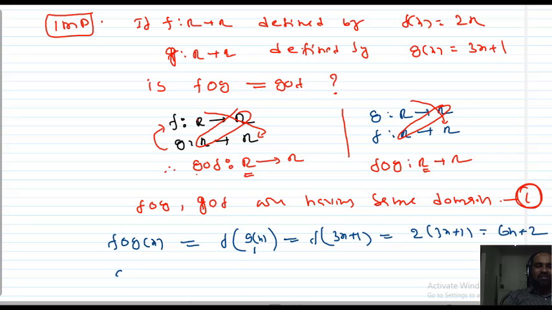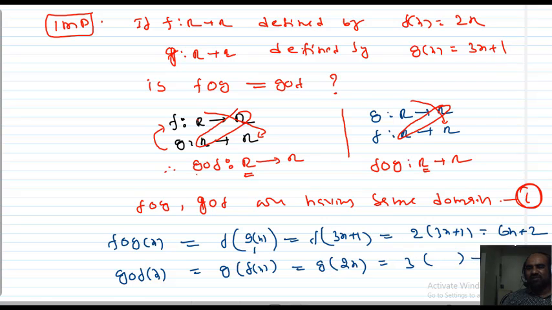Next, G circle F of X, the rule I want. According to the definition, G circle F of X is G of F of X. Equal to G of, instead of F of X, I can write 2x. This is just like G of K. G of K means 3K plus 1. K means 2x. What is done? 6x plus 1. This is 6x plus 1. This is 6x plus 2.